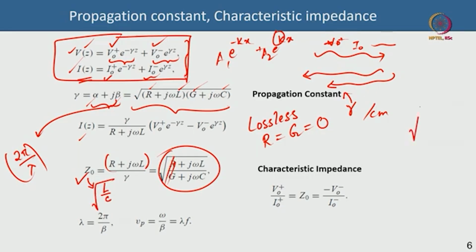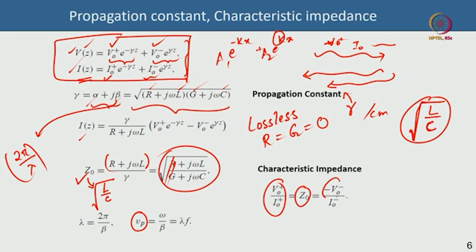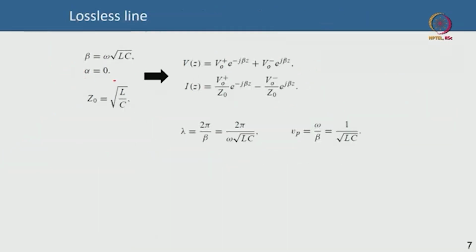So it is square root of L by C, where L is the per unit length inductance and C is the per unit length capacitance of the line. Then you know the characteristic impedance of the line. This is the phase velocity. The way you define characteristic impedance is also the incident voltage divided by the incident current, or the reflected voltage divided by the reflected current, with the appropriate plus or minus sign. This is what I told you about. For a lossless transmission line, you can express beta as omega times square root of LC.